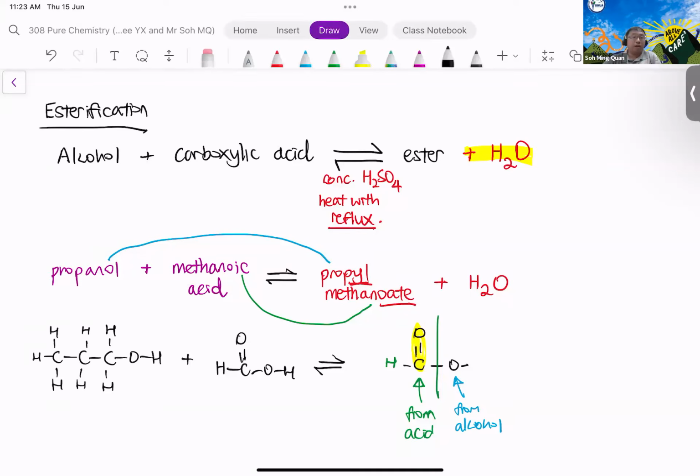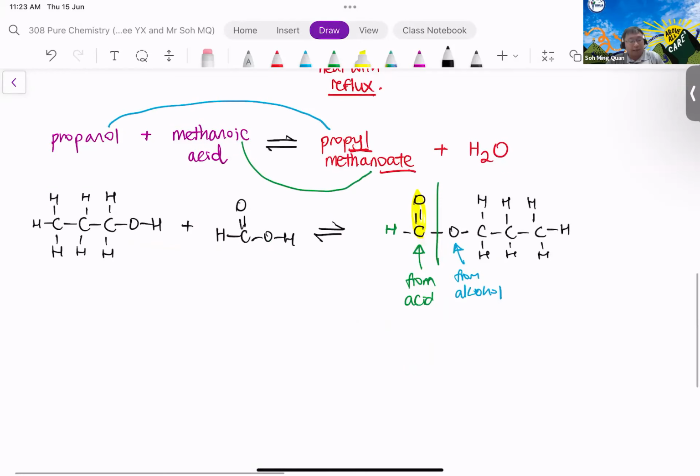So the alcohol has how many carbons? You use propanol, so it's 3 carbons. 1, 2, 3. Ensure every carbon has 4 bonds around itself, and you are done. So this is the structure of propyl methanoate. Now, this is how I've drawn it. Can you also draw it like this? The answer, of course, is yes.